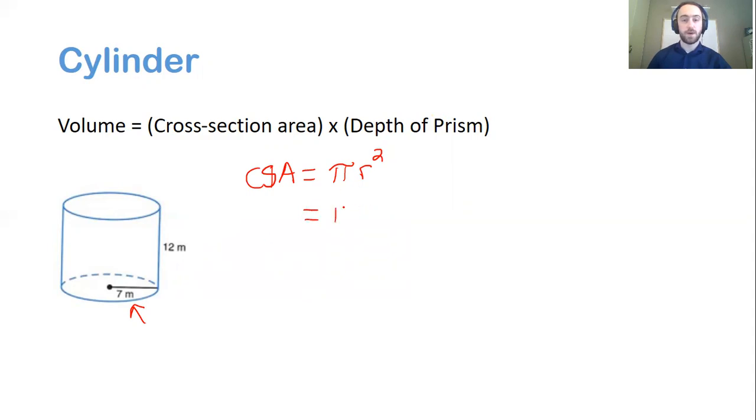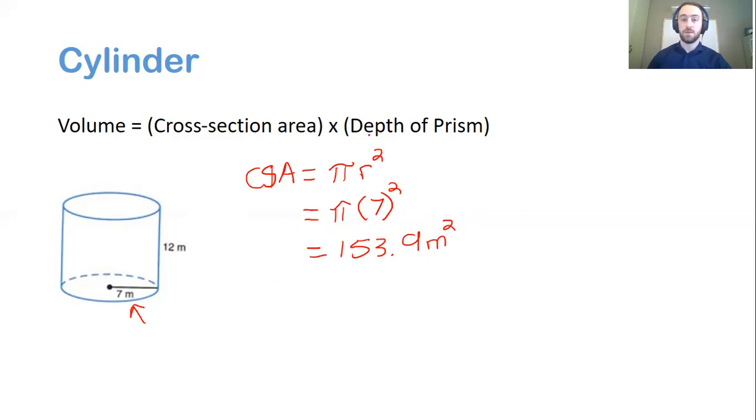So in this case, we have pi multiplied by 7 squared. So if we remember our order of operations, we always do the square first before the multiplication. So in this case, we have 7 squared, and then we multiply it by pi, giving us an area of 153.9 meters squared. So this is our area of our base circle.